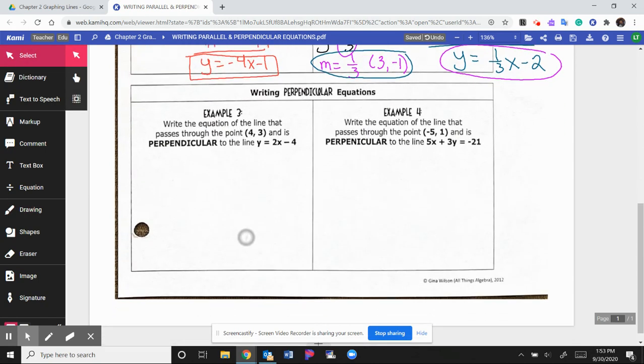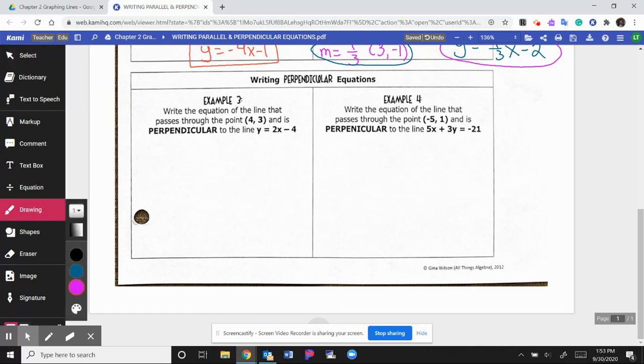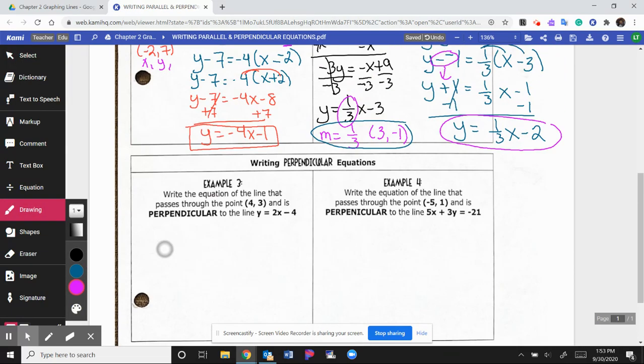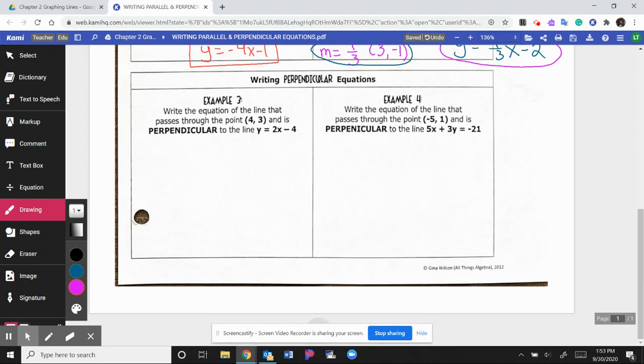Moving down to perpendicular equations. Perpendicular equations work basically the same way. We just need to remember what we wrote up top here, that our slopes for perpendicular equations are going to be opposite reciprocals. So that is going to come into play here.